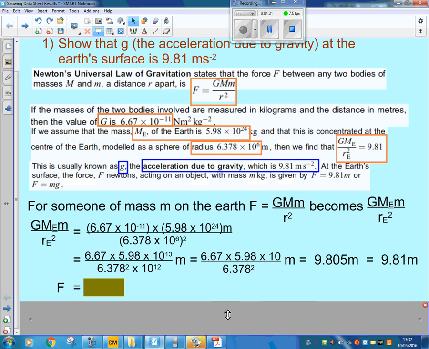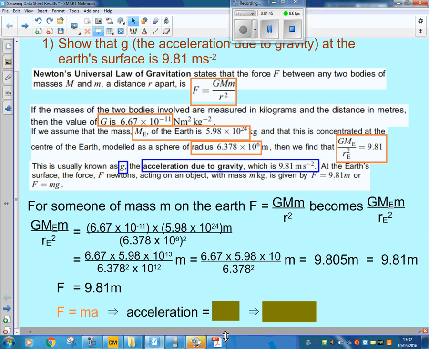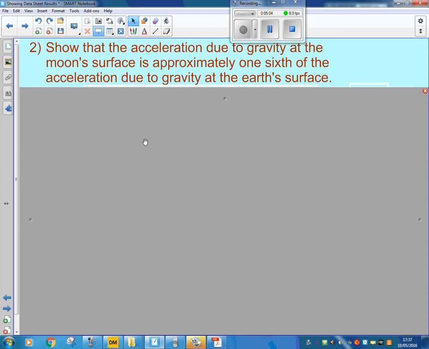Now Newton's second law is that force is mass times acceleration. So in this case, if a force is going to be 9.81 m, that's the mass times the acceleration. And so that's the mass part, the acceleration part is the 9.81. So acceleration is 9.81, and it's the acceleration due to gravity on the Earth, which we call little g. So little g is 9.81. Let's go on to the next bit.